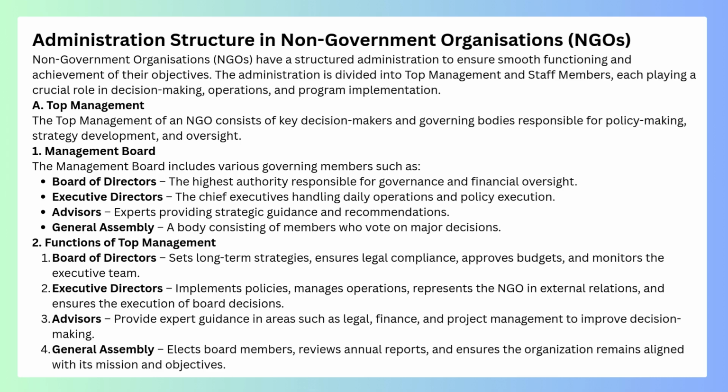1. Management Board. The Management Board includes various governing members such as Board of Directors, the highest authority responsible for governance and financial oversight. Executive Directors, the chief executives handling daily operations and policy execution. Advisors, experts providing strategic guidance and recommendations. General Assembly, a body consisting of members who vote on major decisions.